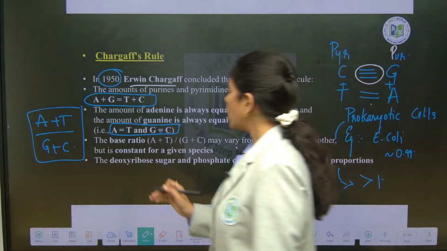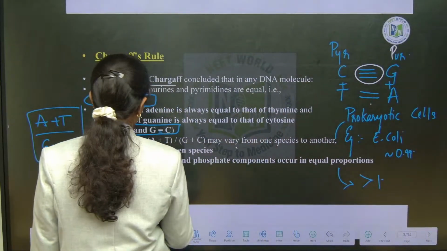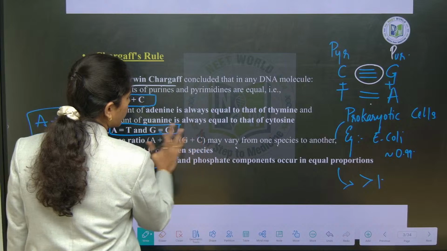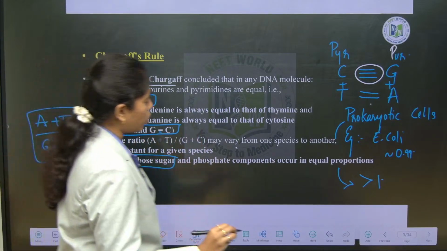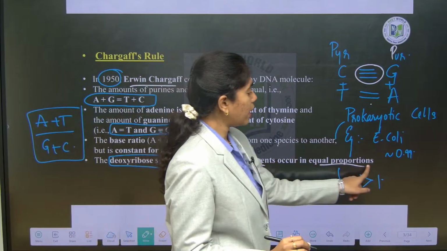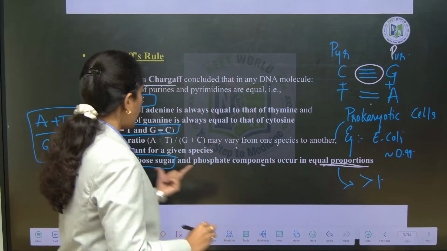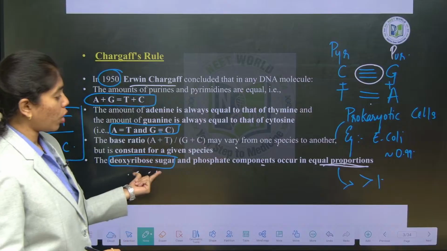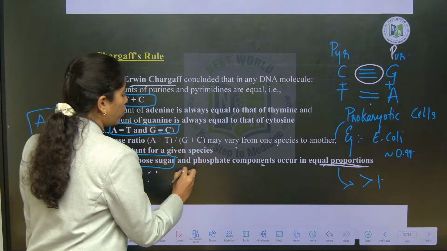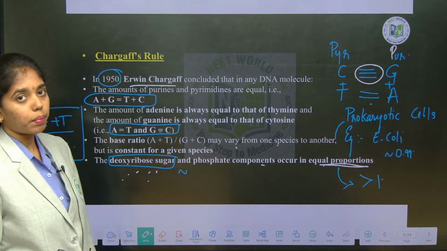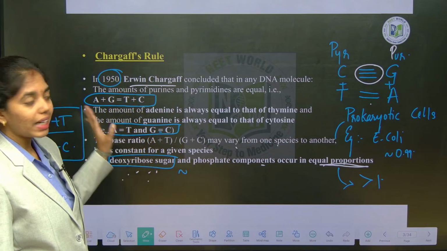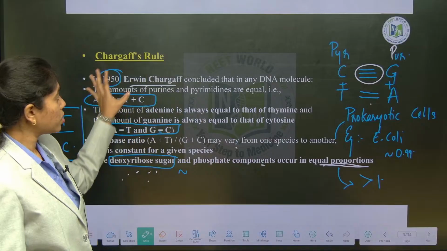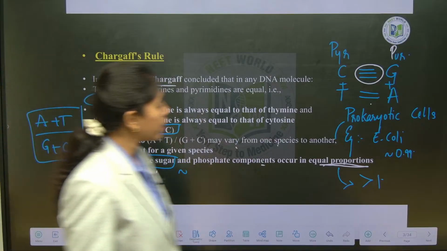So, here the deoxyribose sugar and phosphate group components occur in equal proportion, like the number of sugars will be equal to the number of phosphate groups that are present. Remember that. Fine, right? So, this will give you the complete set of Chargaff's rule.